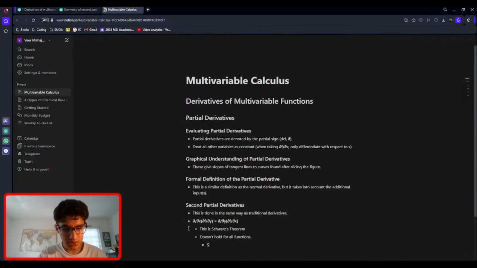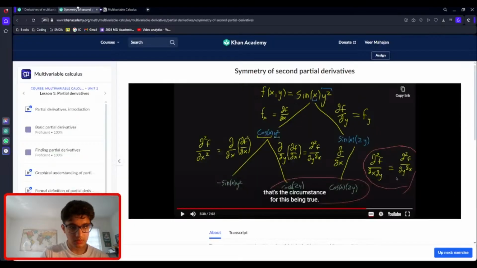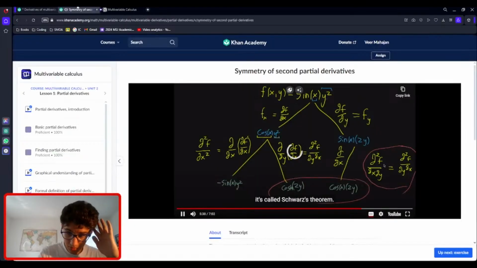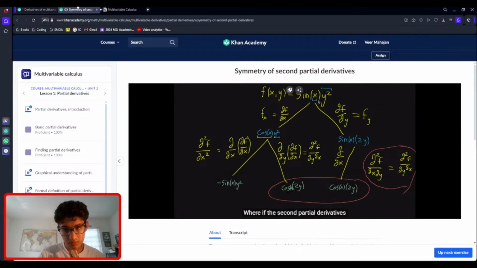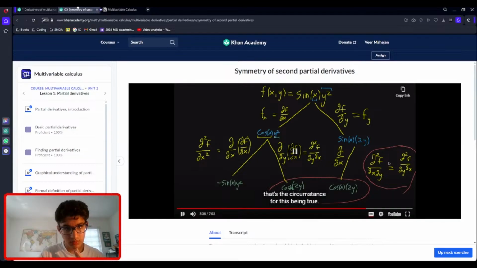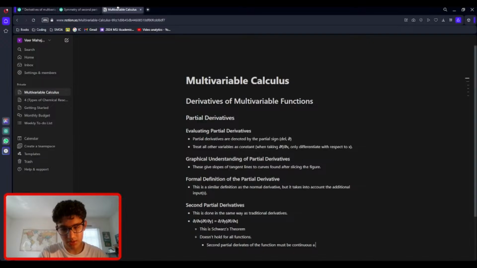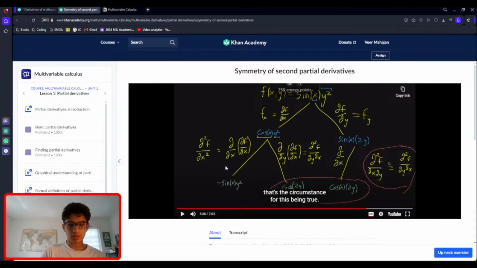doesn't hold for all functions. Second partial derivatives of the function must be continuous. That's Schwarz's theorem: the second partial derivatives must be continuous at the point in question. Because I'm guessing you usually do this when you're given a point. Must be continuous at the point in question. Okay, good. We've got that considered done.